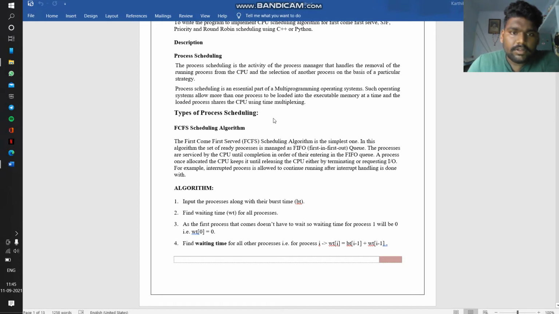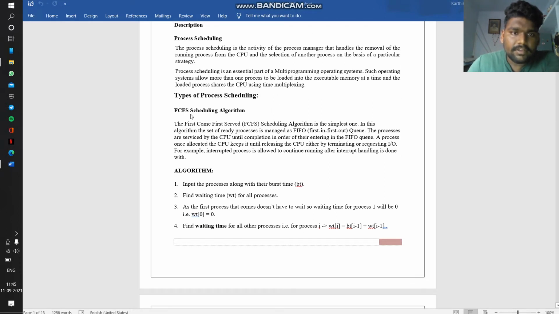Types of process scheduling. The first type is the FCFS scheduling algorithm. FCFS means first come first serve. It is the simplest algorithm in process scheduling. In this algorithm, the set of ready processes is managed as a FIFO, first in first out, queue. The processes are serviced by the CPU until completion in order of their entering in the FIFO queue.